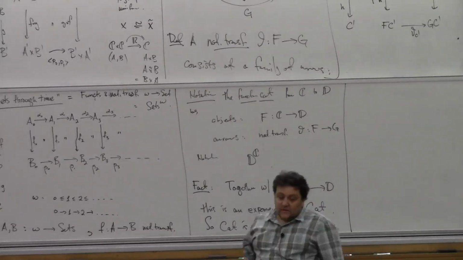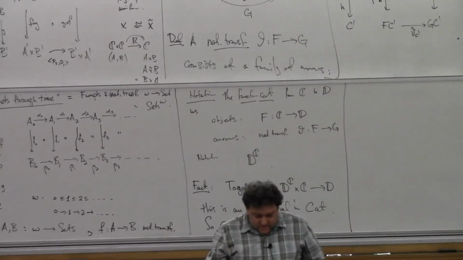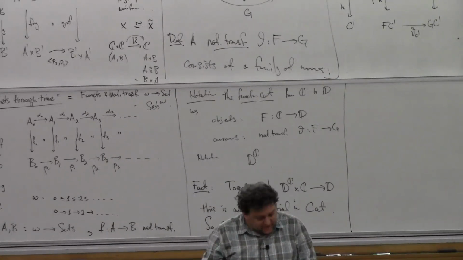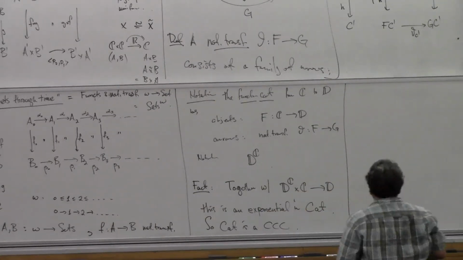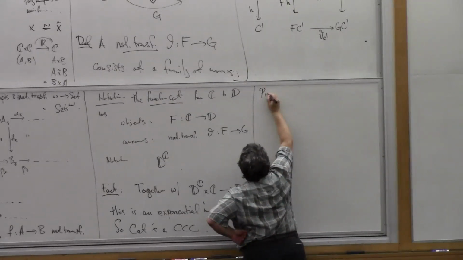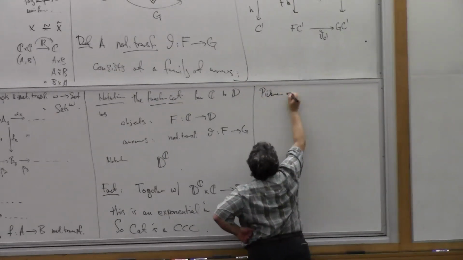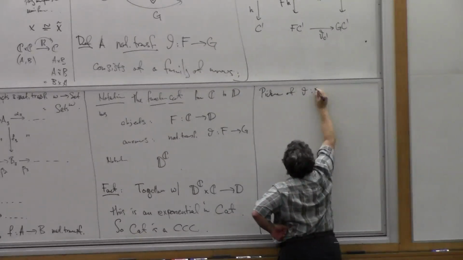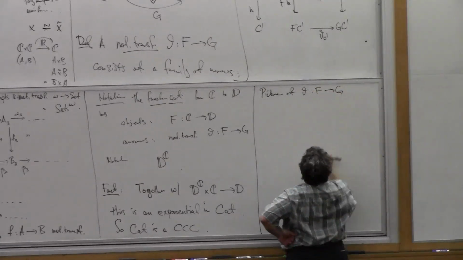Let me look at some examples maybe. So one way of thinking, it's a little bit hard sometimes to think about these new concepts. It's good just to draw some pictures to get a feeling for it. Here's a picture of, in general, a natural transformation. It looks like this. Picture of theta from F to G. You can think of it like this.